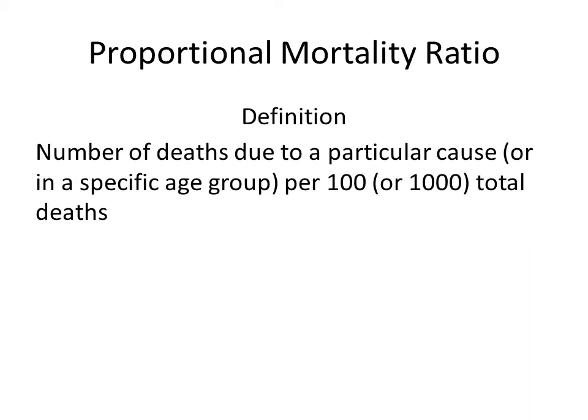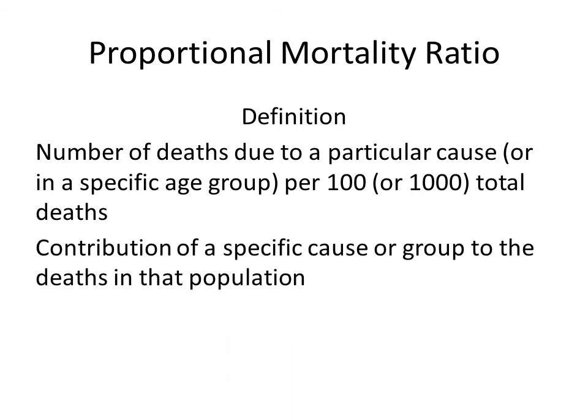Proportional mortality ratio. It is defined as the number of deaths due to a particular cause or the number of deaths in a specific age group per 100 total number of deaths. It defines the contribution of a specific cause to the total deaths in the population or contribution of an age group to the total number of deaths in that population.